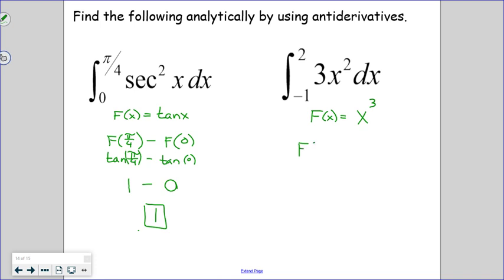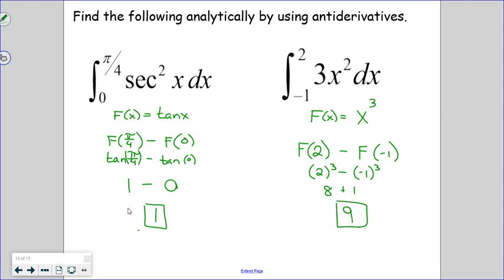So then we should have done our antiderivative of 2 minus our antiderivative of -1. 2 cubed is 8. -1 cubed is -1, minus -1 is plus. We get an answer of 9.